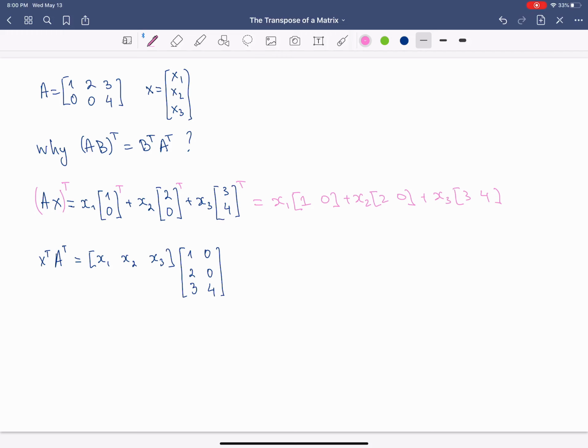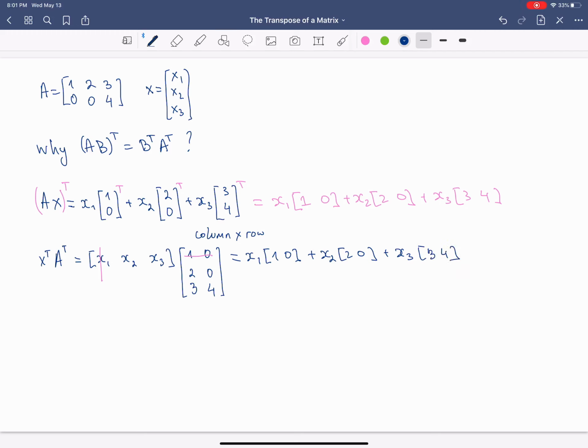Whereas now I would like to use the column times row approach to multiply that product. So to compute the product, I will have x1 times the first row. So we can do, let me write here, columns times rows. And it really has to be the corresponding columns, right? The first column of X transpose times the first row of A transpose, and then the second and the third and so on. Plus x2 times (2, 0), plus x3 times (3, 4).